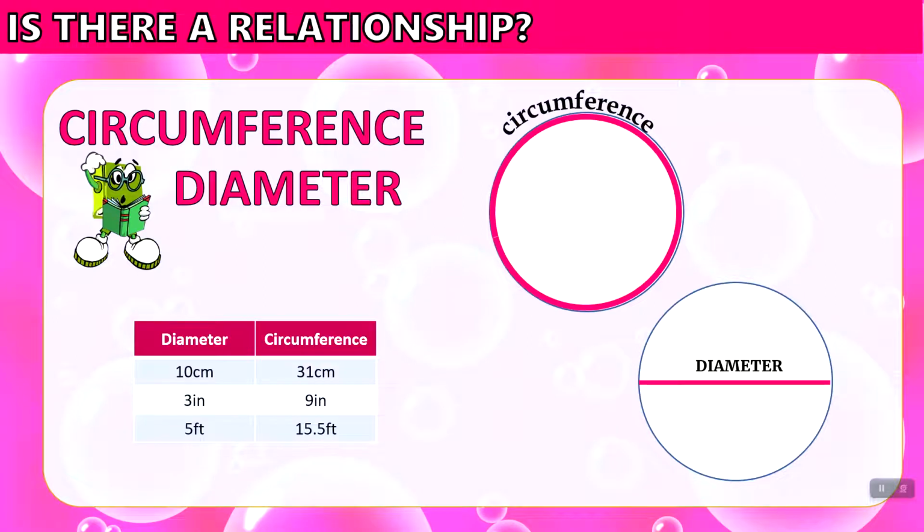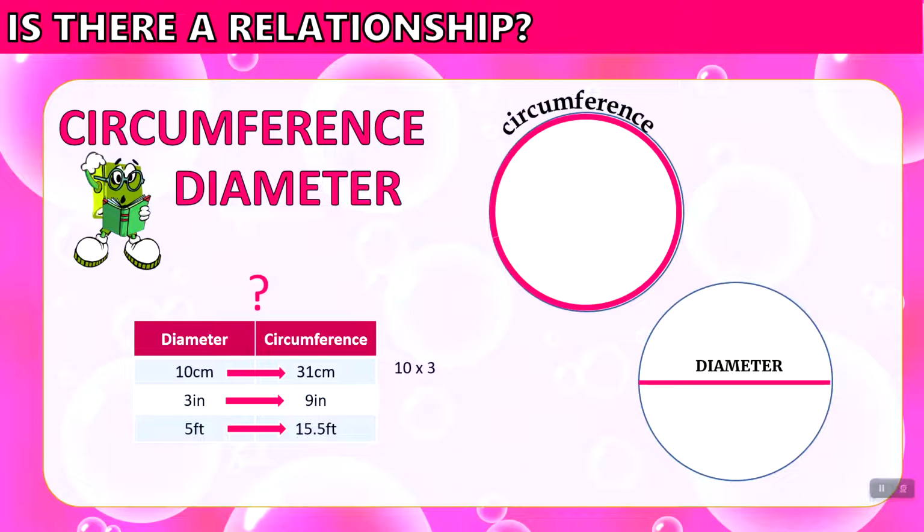If we take a look at this table, we have 3 examples of different circles of different sizes with different diameters and their circumference. So in the first circle, we have the diameter of 10 centimeters, and that circle has a circumference of 31 centimeters. In the second circle, the diameter is 3 inches and its circumference is 9 inches. And in the third circle, the diameter is 5 feet and its circumference is 15.5 feet. Can you establish some type of relationship between the diameter and the circumference based on these measurements?